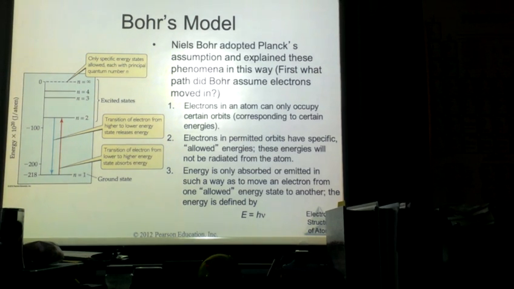On assumption number 2, it says electrons in permitted orbits have specific allowed energies. These energies will not be radiated from the atom. So ultimately what he's saying is that we have to assume that electrons are going to move in a circular path. They're going to move in a circular orbit around the nucleus. This is a huge problem.